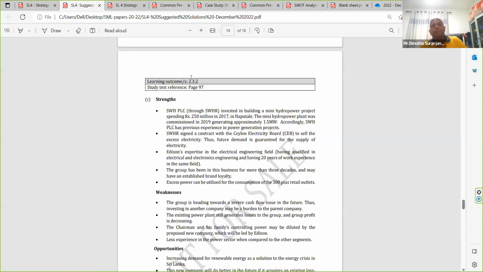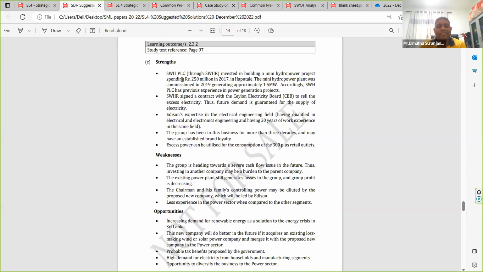Then SWFM signed a contract with the Ceylon Electricity Board to sell the excess electricity. Thus, future demand is guaranteed for the supply of electricity. Should be a strength, no? You have a signed contract with the Ceylon Electricity Board. Then you already have a customer. In addition, expertise in the electrical engineering field, having qualified in electrical and electronic engineering and having 20 years of work experience in the same field. He's in the same field, that's a strength for you. The group has been in the business for more than 3 decades and may have established brand loyalty. Brand loyalty is also a strength. Excess power can be utilized for the consumption of the 300-plus retail outlets. That's also a strength, no?